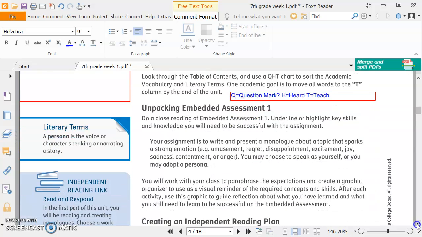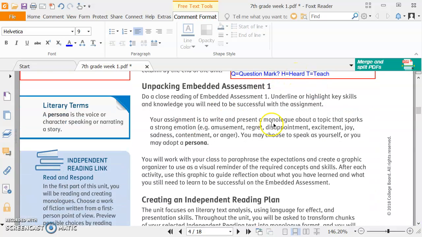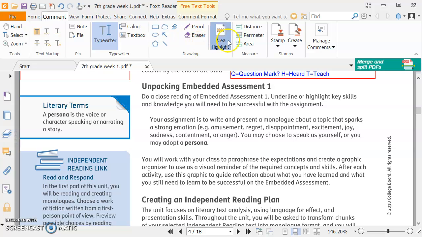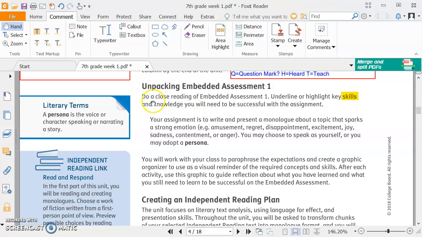So, unpacking Embedded Assessment 1. It says, do a close reading of Embedded Assessment 1. Underline or highlight key skills and knowledge you will need to be successful with the assignment. So it specifically says key skills, meaning things you have to be able to do, and knowledge, meaning things you have to know. Okay, so we're looking for things you have to do and things you have to know.